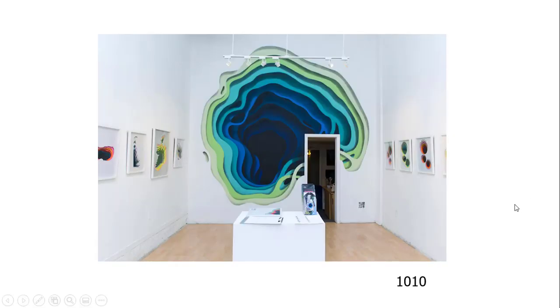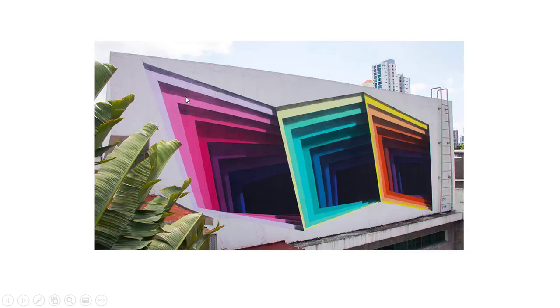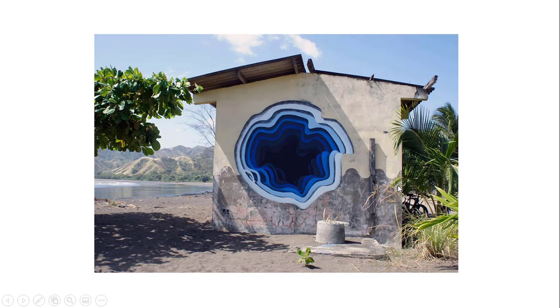This artist goes by his art name, 1010. And this is exactly his thing, simultaneous contrast. What happens when he places colors side by side, right? And that's what he does with these big paintings. This is a flat painting. It looks like it's deep, but he just places colors side by side and shades them in such a way that it feels like they go back in depth. It's all about simultaneous contrast.